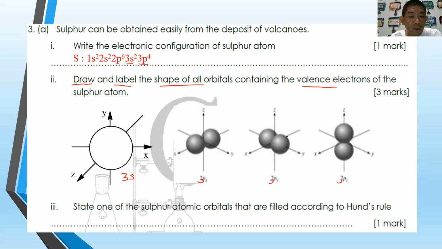And then number 3, state the orbitals of the sulfur atom that are filled according to Hund's rule. So Hund's rule states that in a set of degenerate orbitals, electrons must be filled singly before pairing. In other words, Hund's rule only applies to orbitals with more than one orbital at the same energy level, and they must be filled with a single electron first. So the orbitals of sulfur that fulfill Hund's rule, you can write either 2p or 3p. Either one is okay, because the question only asks for one of them. So that is how you answer number 3.